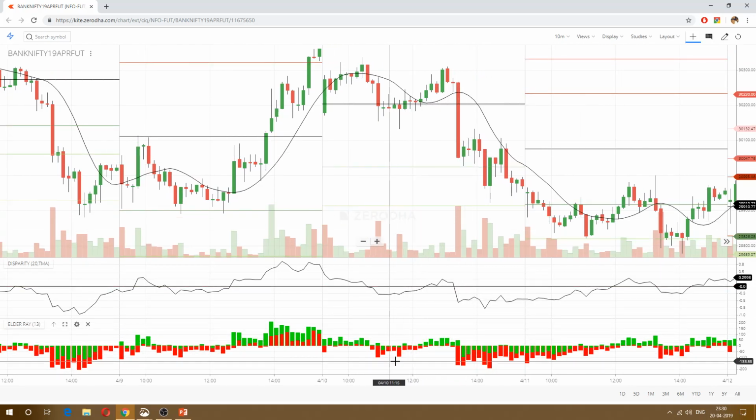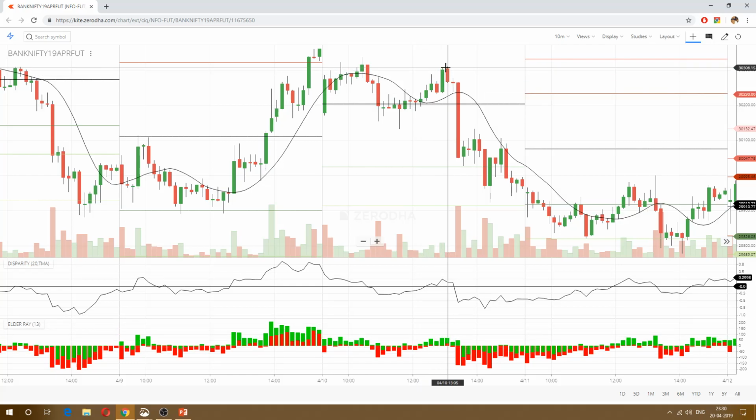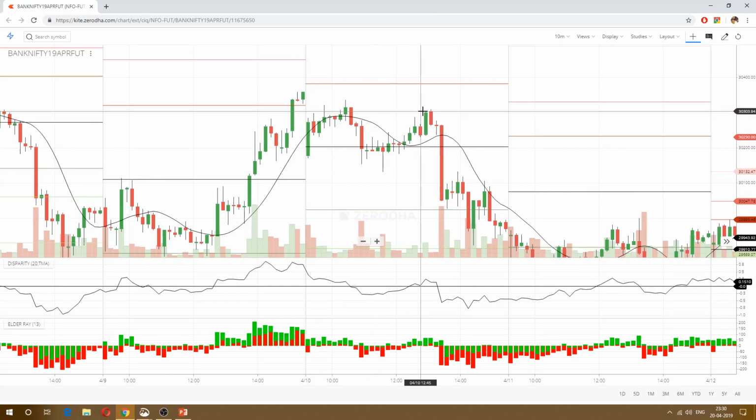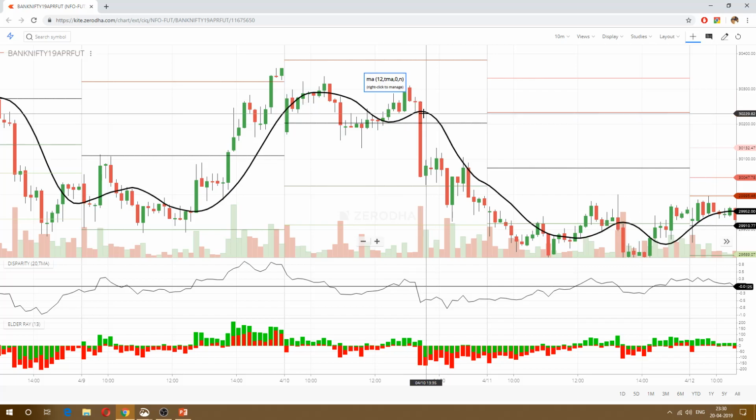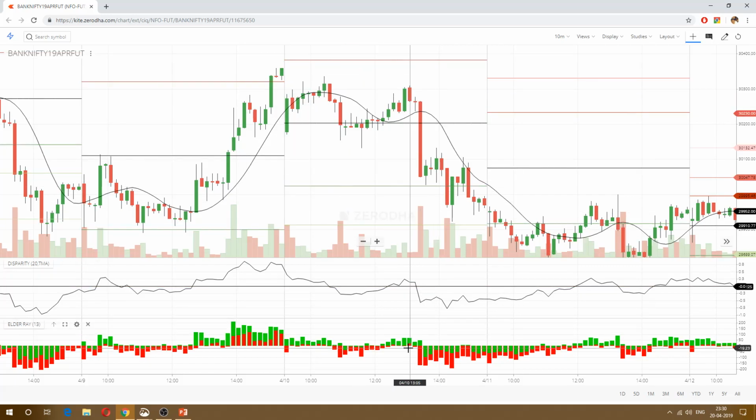So here again, buyers coming in, elder ray is going up, buyers came in here. Keep in mind, I'll explain why it got rejected here. See, sellers coming in, elder ray is dropping down, negative, sellers came in. This is selling area.